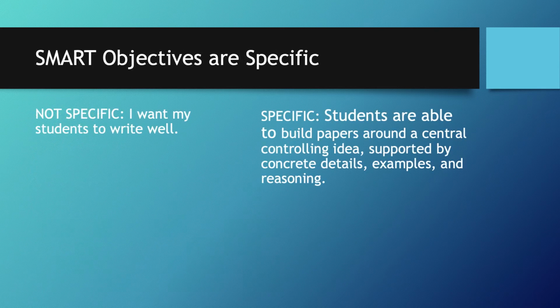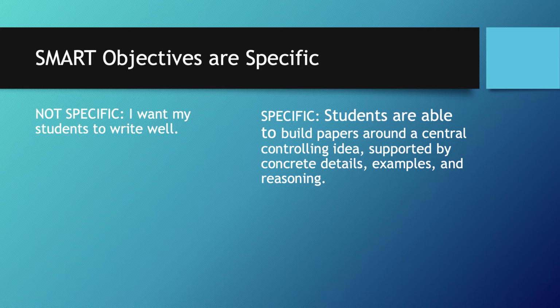So when we talk about an objective being specific, what we really mean is that you're describing the result that is desired in a way that is detailed, focused, and well-defined. So instead of saying, I want my students to write well, you want to be really specific about what writing well actually means.